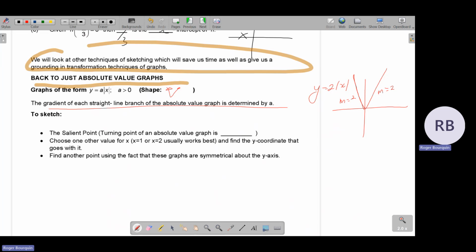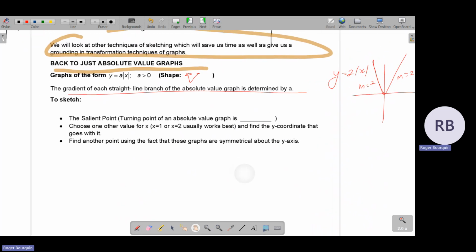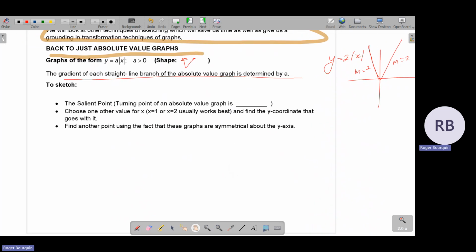Guys, stay with me. The salient points for graphs of the form y equals a absolute value of x will be 0, 0. For these ones, there are no numbers at the end, so the salient point will be 0, 0. Then you're going to simply choose one other point that goes with it, and then you're going to use symmetry.